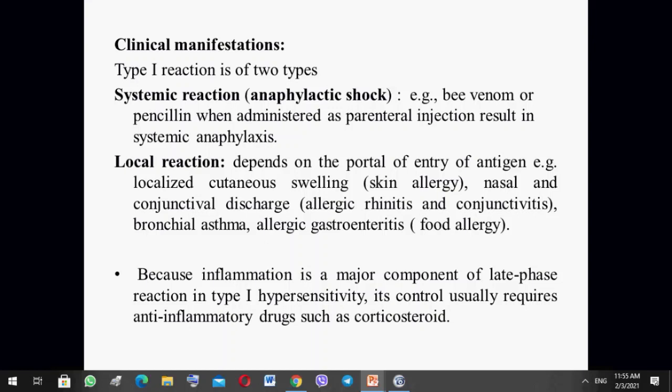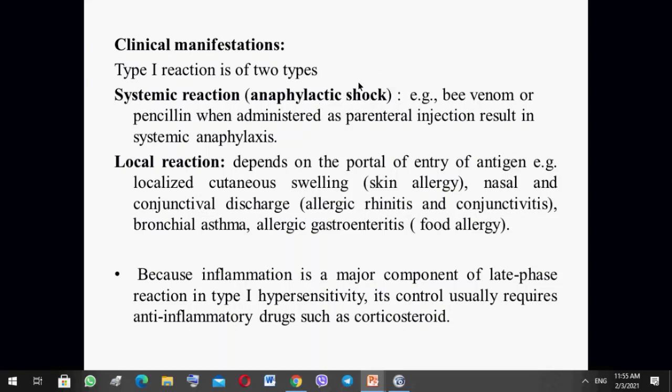So the clinical manifestation of type 1 hypersensitivity reaction, meaning what are the clinical features that we may see in a patient having type 1 hypersensitivity reaction? It is either a systemic reaction or localized. Meaning the reaction is all over the body, or it is localized to a certain part of our body. The systemic reactions are usually called anaphylactic shock.